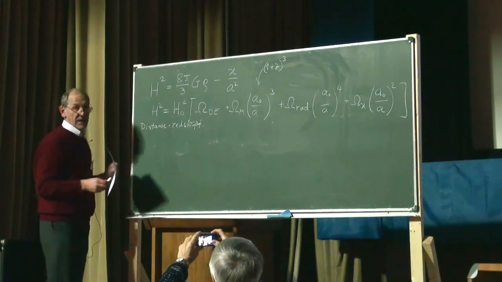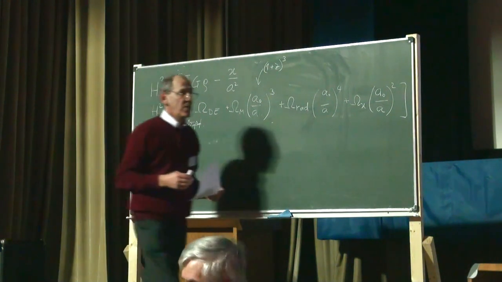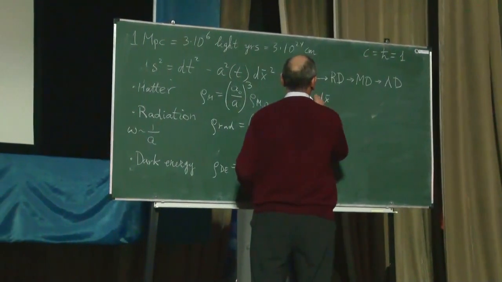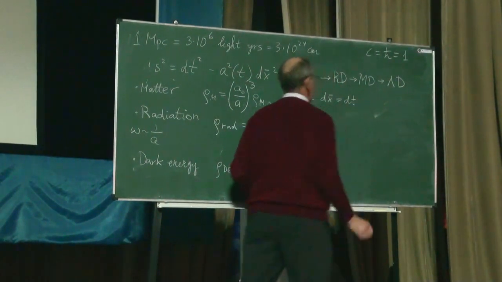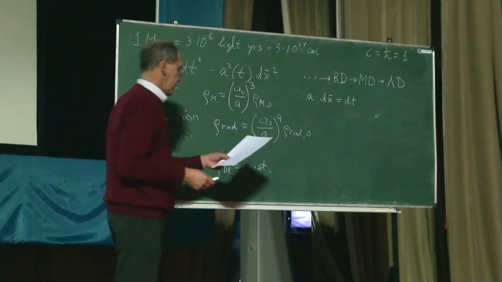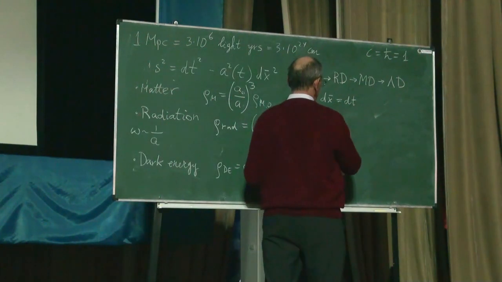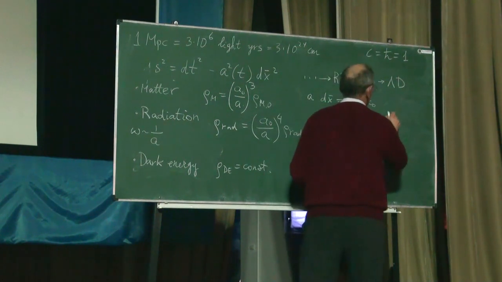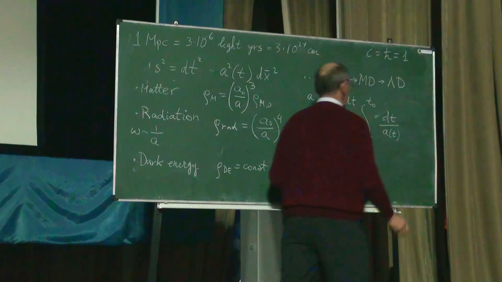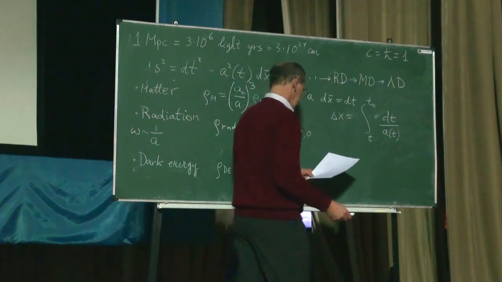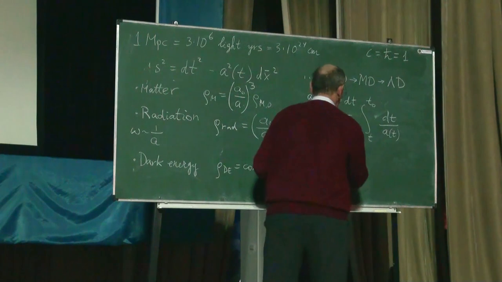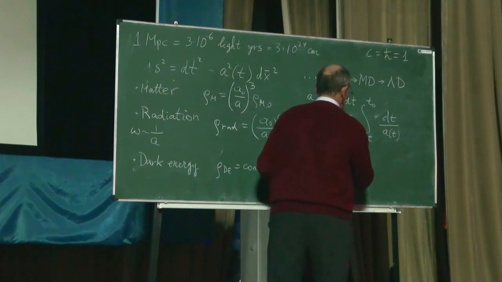Okay. Namely, we know that light travels with the speed of light, right? So with the metric written on this blackboard, we know that the coordinate distance traveled by light times a equals dt, right? That's how the light travels through the universe. So the coordinate distance that light travels from time t to today is given by the integral of dt over a of t. That's the coordinate distance. And the physical distance is r equals a naught, the present value of the scale factor, times this coordinate distance, the integral from t to t0 of dt over a.